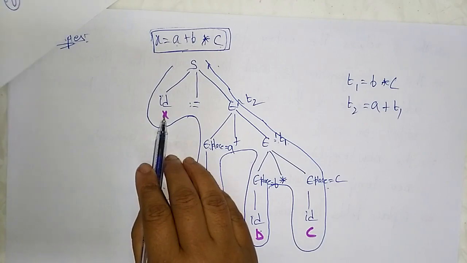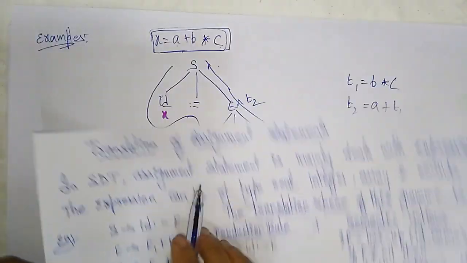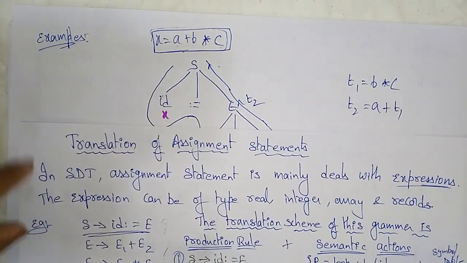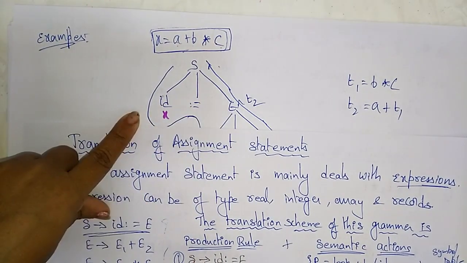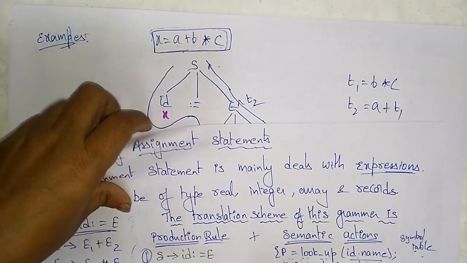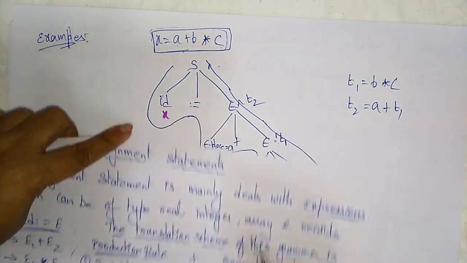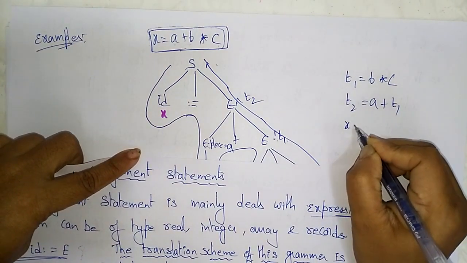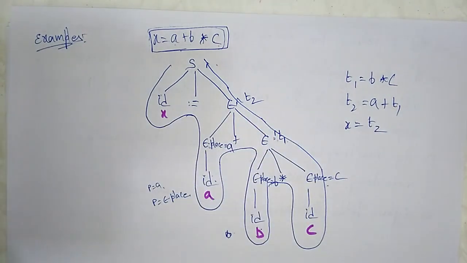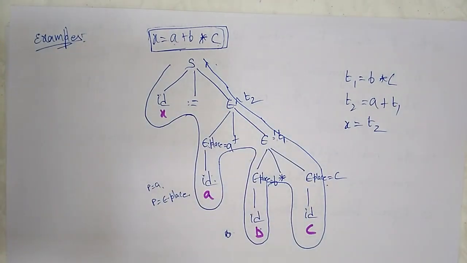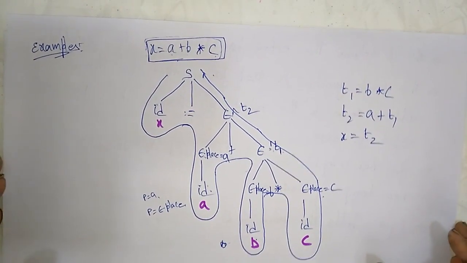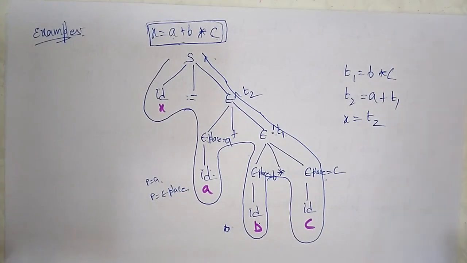Now come to the final one, the S. Here x = is the first production: S determines ID = E. Whenever this is equal to, just see the action. You have to place that E.place, so now x = T2. This is how you generate intermediate code for the translation of assignment statement. Thank you.